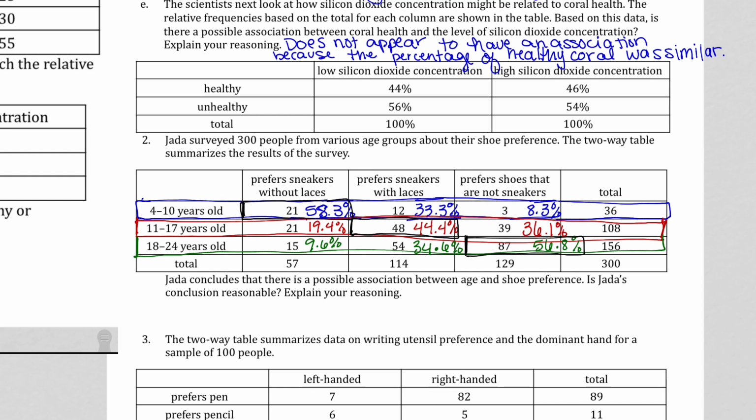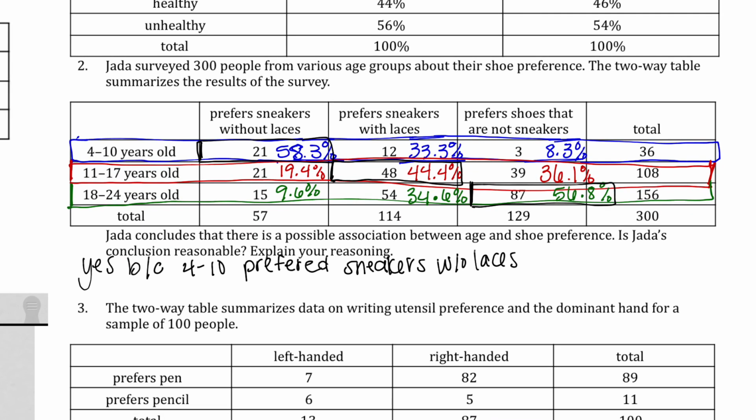So we can say yes, because 4 to 10 preferred sneakers without laces. And that's a W\O. I don't know if any of your other teachers have used that yet, but that's a fast way to write without if you haven't done shorthand before.